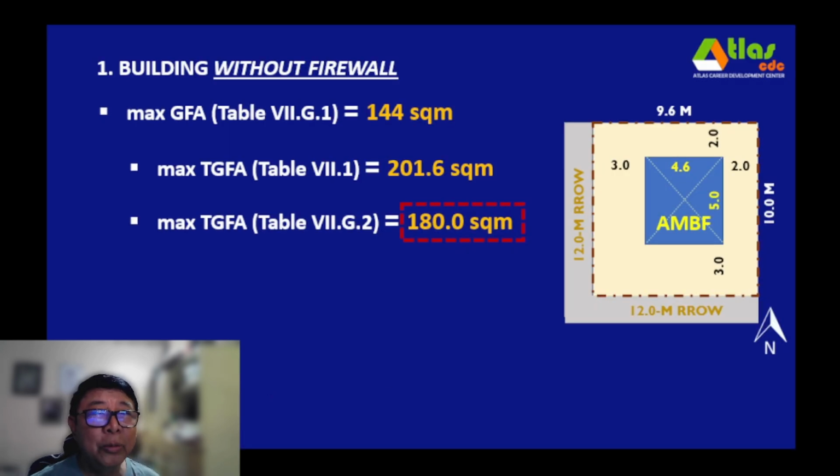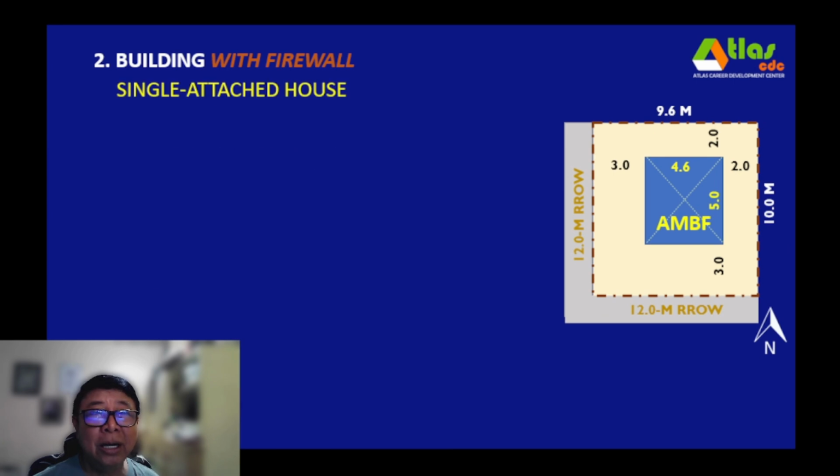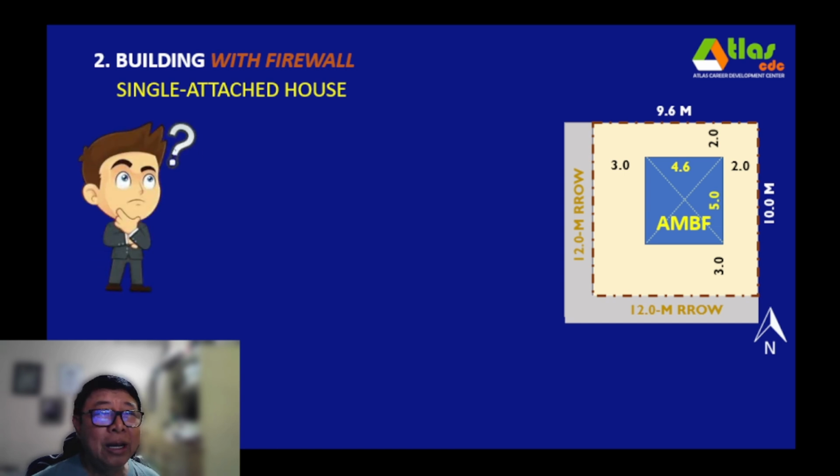So we have already completed the development controls if the option is to build a house without firewall. And you will see that the area is very limited. Much of the lot is wasted. So instead, a much better option is to come up with a building that is with firewall. So that will be a single attached house. So we now would want to determine the development controls if you will have a single attached house.